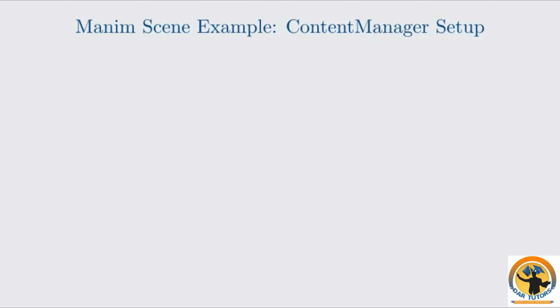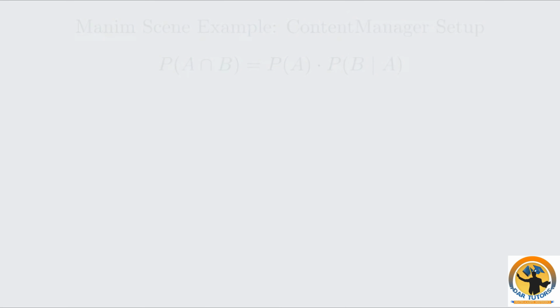Here's an example of a properly set up MANIM scene using the Content Manager. Now let's add some math. For instance, the probability of event A and event B happening is shown below. Finally, let's clear the content from the page. Thanks for watching this demonstration.